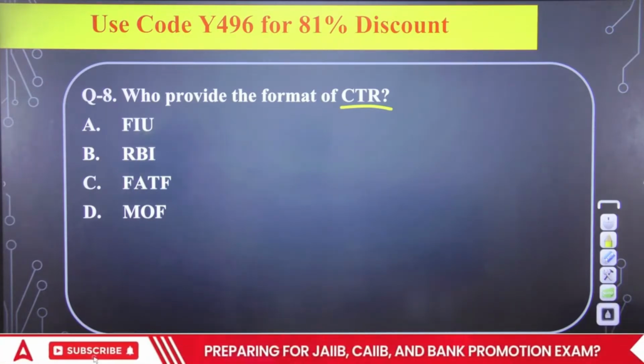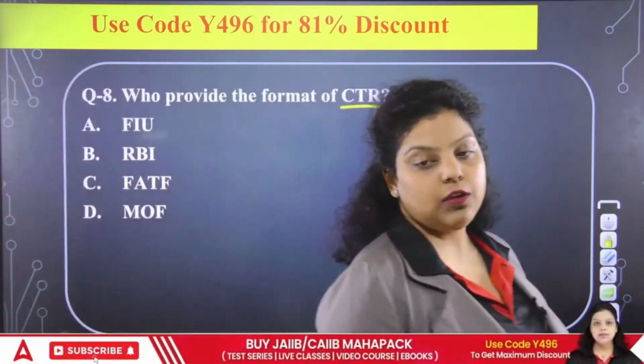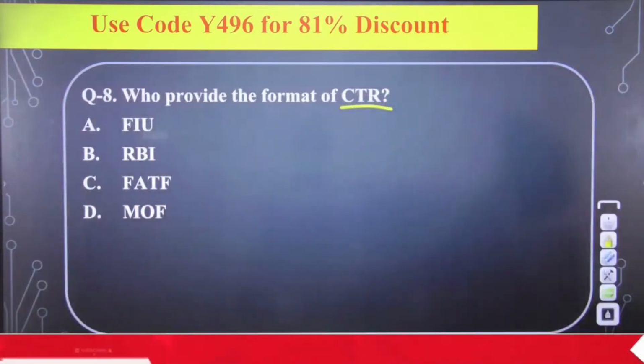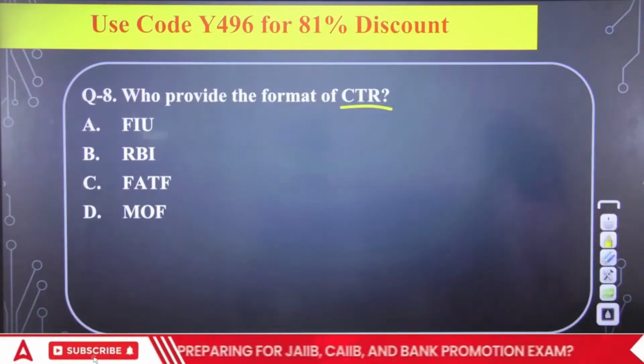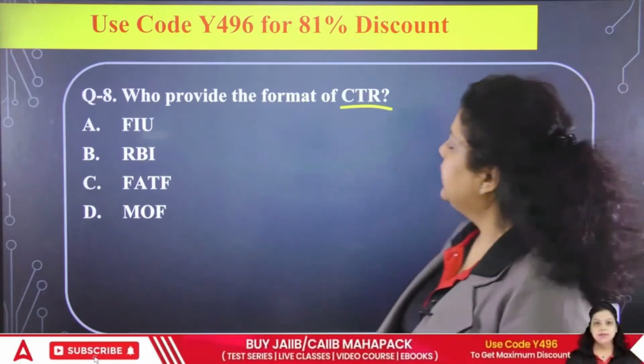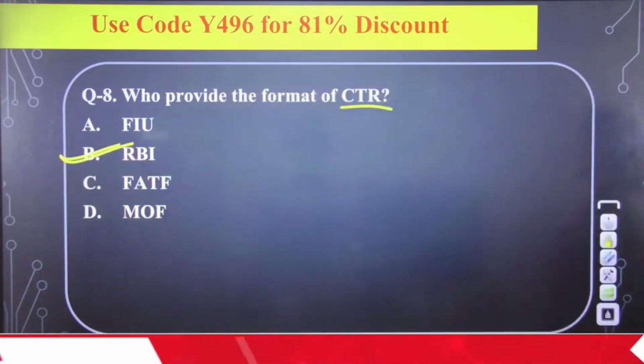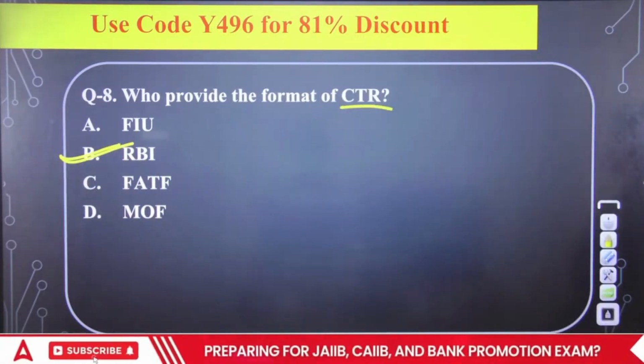Okay, so for this question, FIU stands for Financial Intelligence Unit, FATF is the Financial Action Task Force, MOF means Ministry of Finance, and RBI is the central bank. So the right answer is RBI. RBI provides the format of CTR. So the right answer will be your B option.